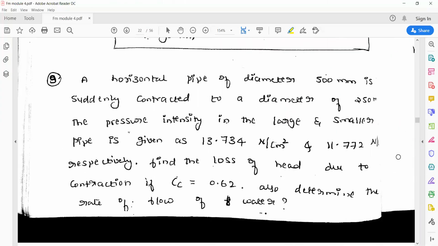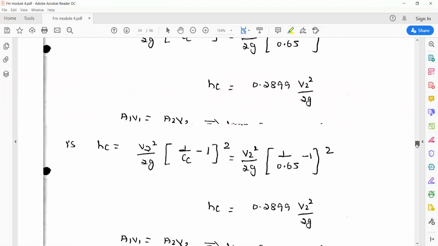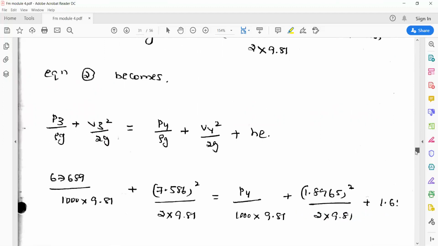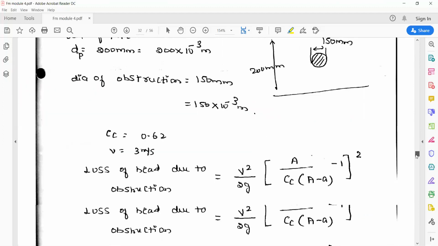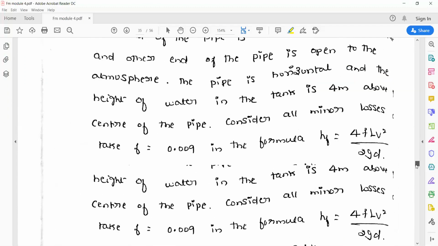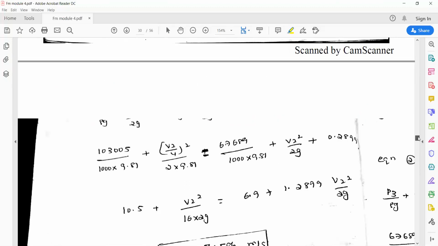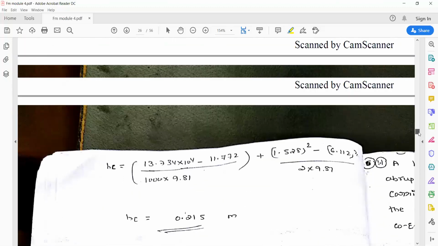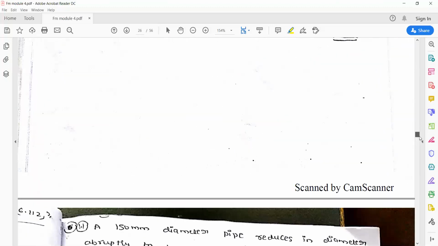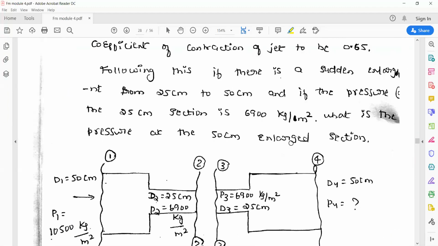So like this, there are a few numericals. I think next numerical we can discuss about HGL and TEL. I think before HGL and TEL, there is one more important type of numerical we can discuss.